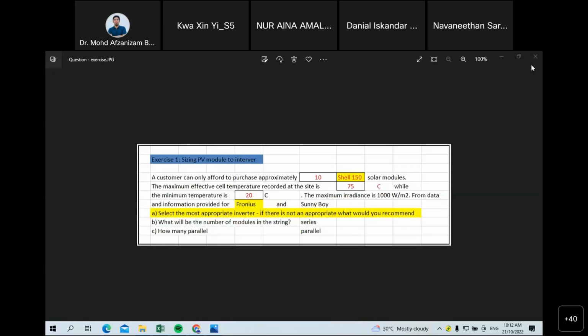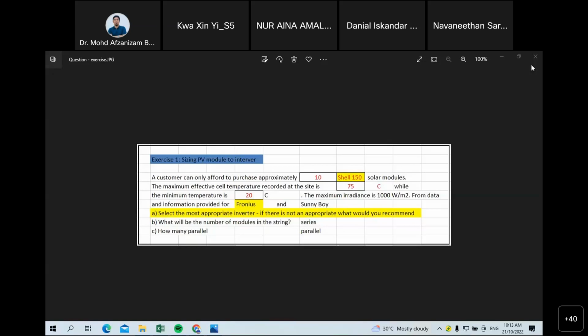The question also mentions that the maximum irradiance is 1000 watt per meter square, from the data and information provider for Fronius and Sunny Boy. Fronius means the inverter, and Sunny Boy is another, so that's two brands. But in this case, I already shared the Fronius inverter. If you remember, the function of the inverter is to convert the electricity from DC mode to AC mode, direct current to alternating current.